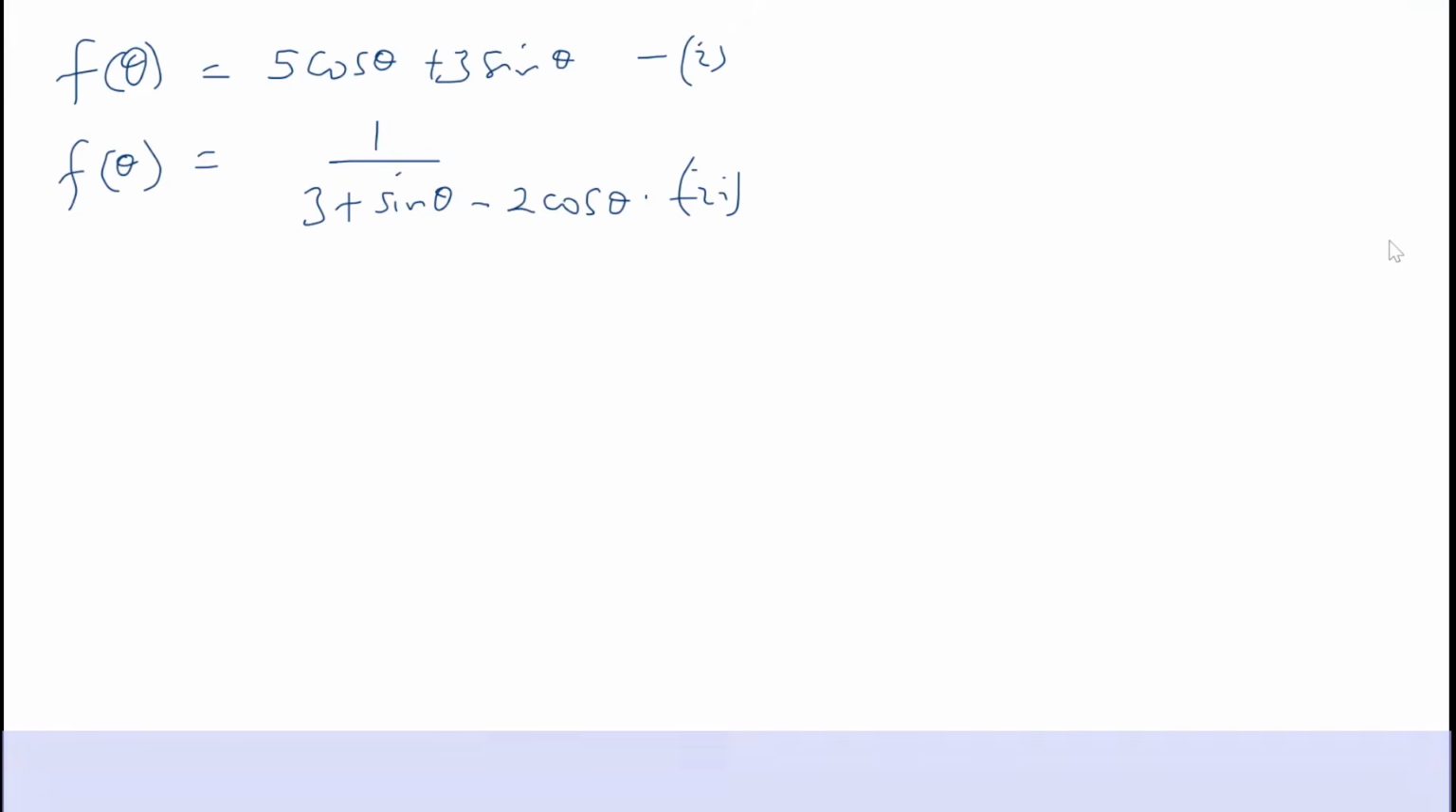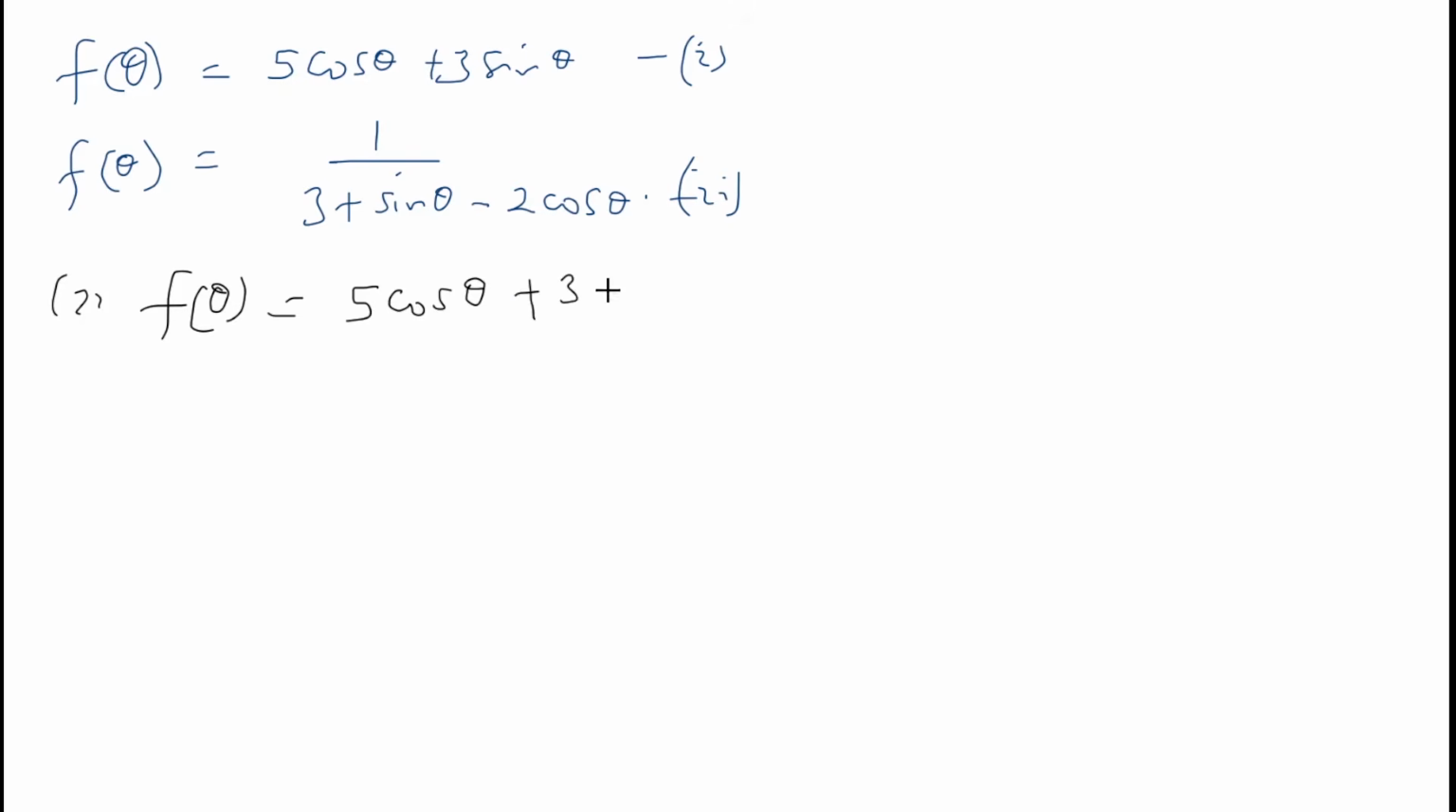So finding the maximum and the minimum, we are going to use these two functions here given. So we are going to handle a case at a time. Starting with the first case, where our function is f(theta) equals 5 cos theta plus 3 sine theta.